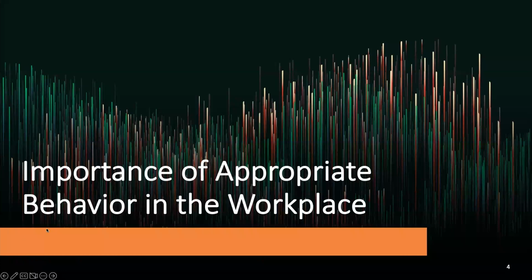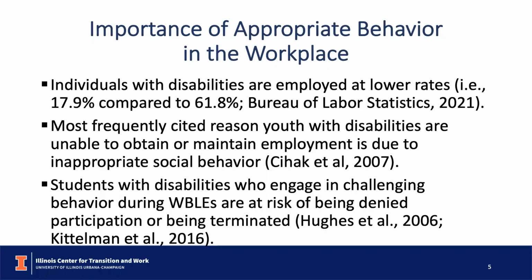First, let's talk a little bit about the importance of appropriate behavior in the workplace. As most of you know, the disparities for individuals with disabilities in terms of employment is very low. Individuals with disabilities are employed at much lower rates, 17.9% compared to 61.8%. And the most frequently cited reason that our youth with disabilities are not able to gain or maintain employment is because of inappropriate social behavior.